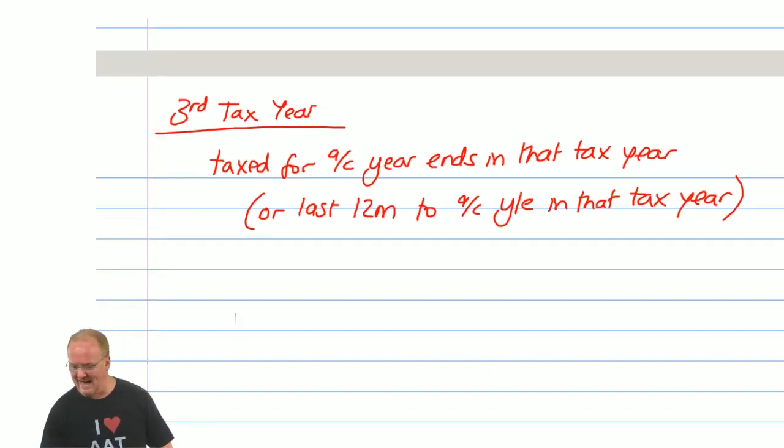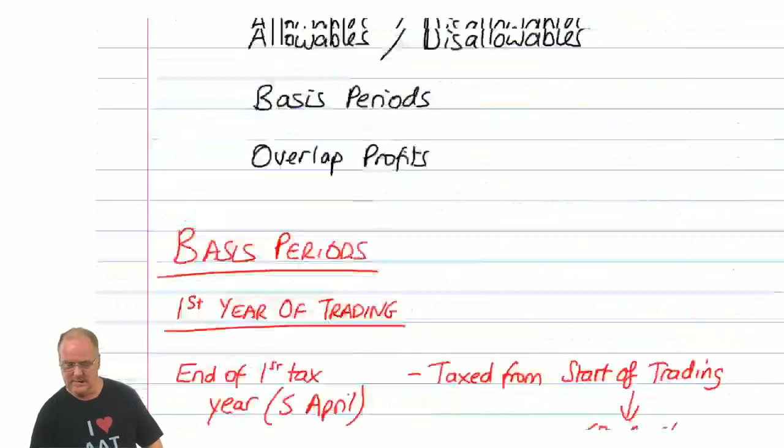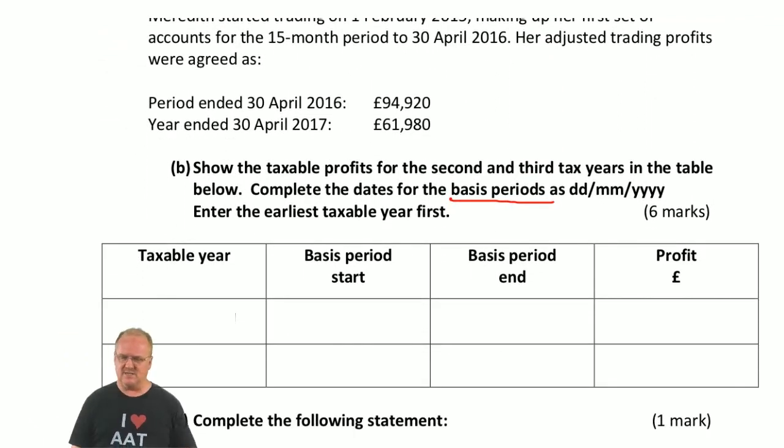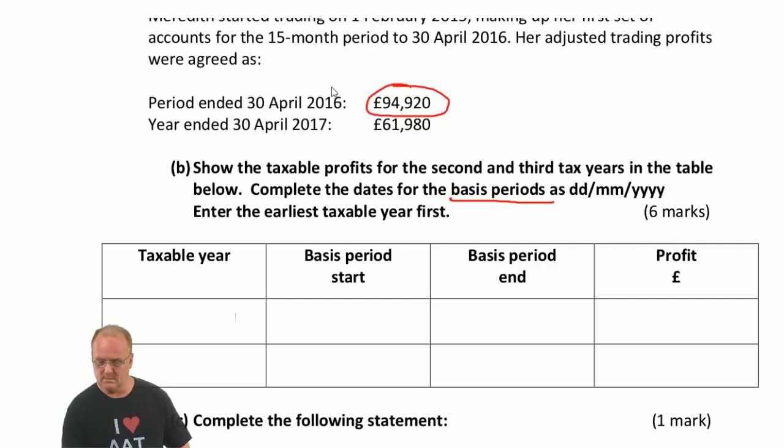Right, so with all of that in hand, we can now go and take a look at what the actual question says. It says Meredith started trading on the 1st of February 2015, making up her first set of accounts for the 15-month period, so more than 12 months, to the 30th of April 2016. And then we've got her trading profits for 15 months there.